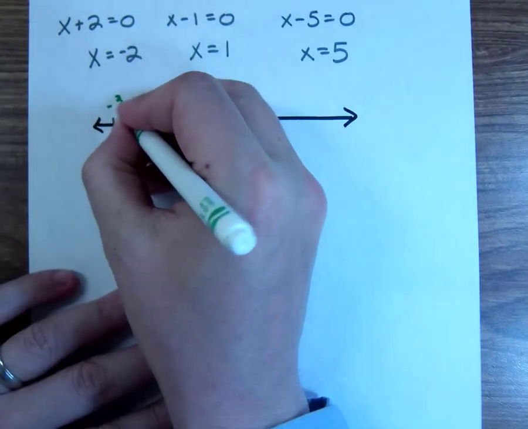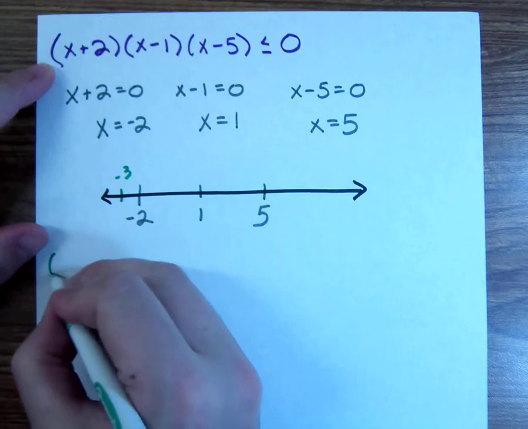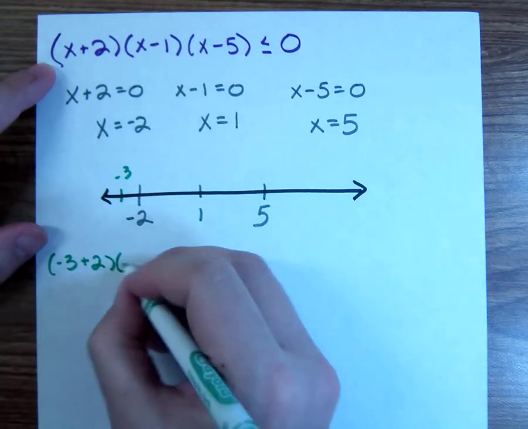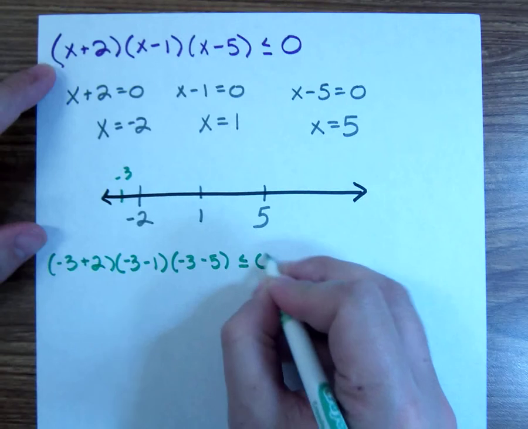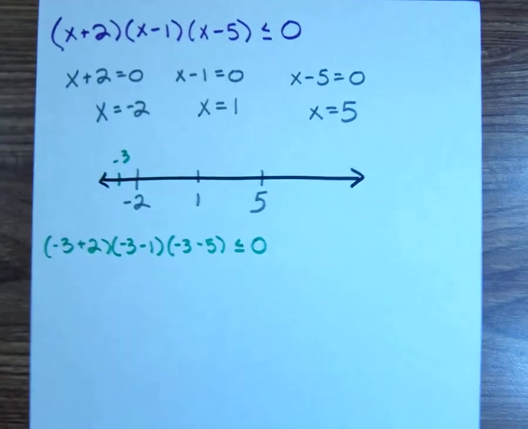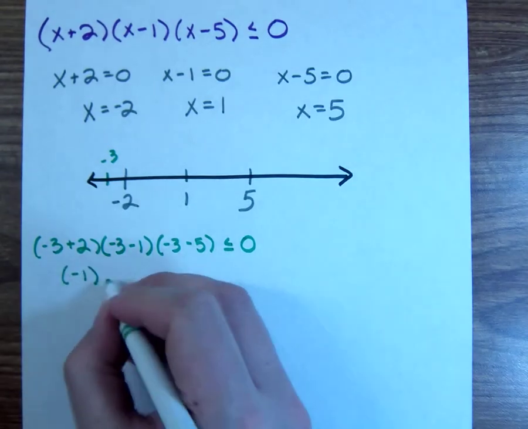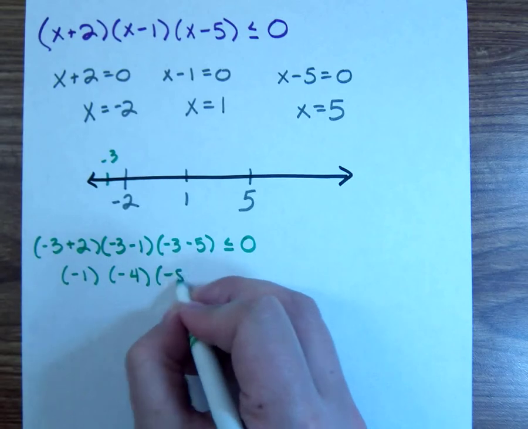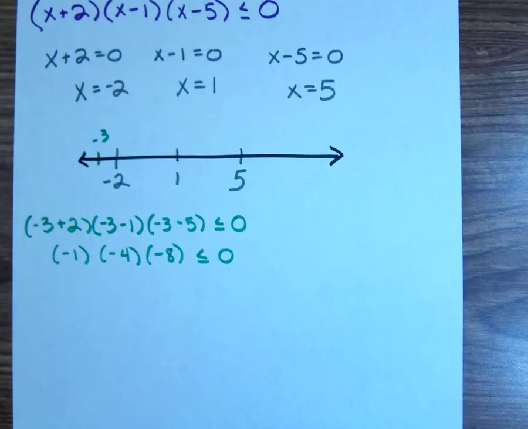Okay. I'm going to plug it into this equation. Try to keep up, please. Once you get the numbers plugged in, it's just arithmetic, so calm down. Negative 1, negative 4, negative 8. I know without even doing any math this one's going to be true. How do I know? Because it's a negative times a negative times a negative, so my answer is going to be negative, and every negative is less than 0.